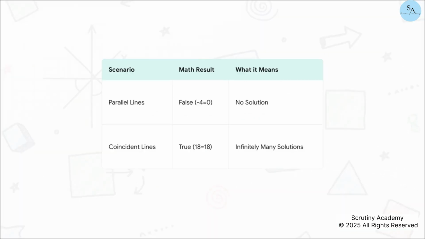So these weird results, they're not mistakes. They're actually clues. Think of it like the math is trying to tell you something. If you end up with a statement that's just plain false, like -4 equals 0, that's the math saying, nope, these lines are parallel, they never cross, no solution here. But if you get a true statement, like 18 equals 18, it's telling you, hey, these are actually the exact same line. They touch everywhere, so there are infinite solutions.